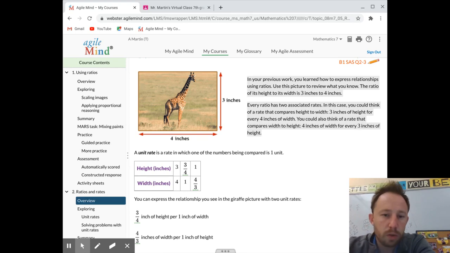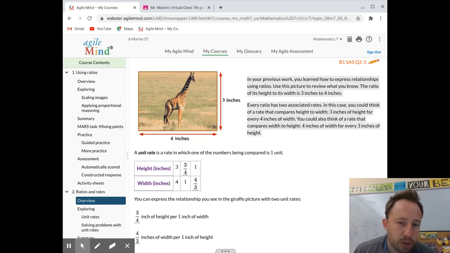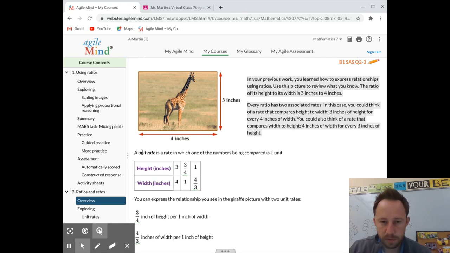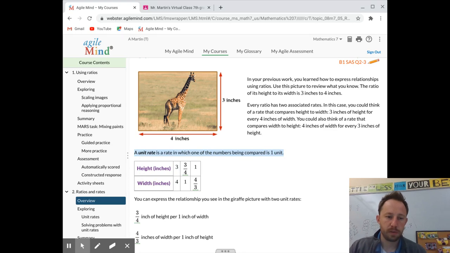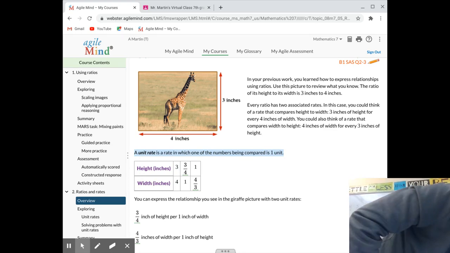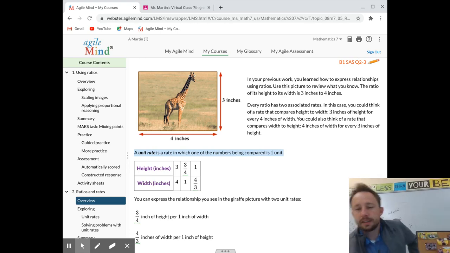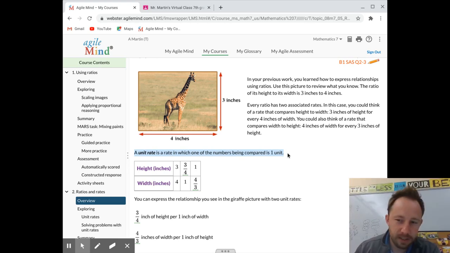Okay, so we were supposed to say what the unit rate was. So we need to put the answer for what a unit rate is. What is a unit rate? A unit rate is a rate in which one of the numbers being compared is 1 unit. Great job, Hayden. Hayden, I want you to read what a unit rate is.